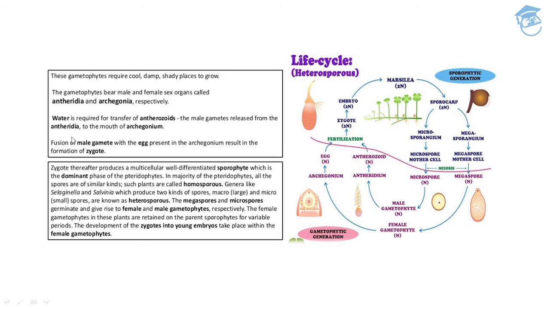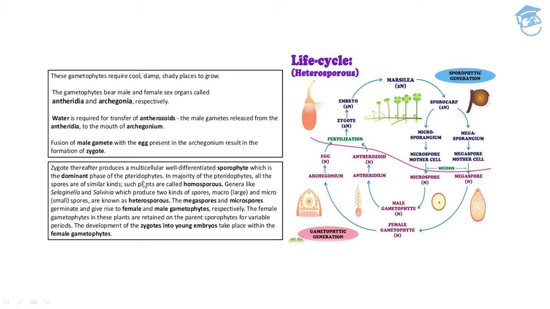Then fusion of the male gamete with the egg present in archegonium takes place and that results in the formation of a zygote. I hope it is now clear to you. And then the zygote thereafter produces a multicellular, well differentiated sporophyte which matures, which is the dominant phase of pteridophytes.